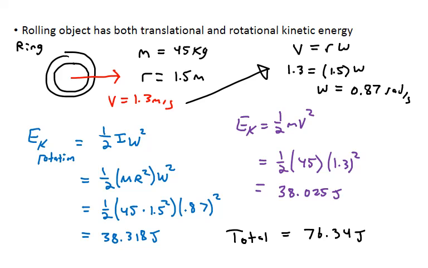And that should make sense because as this spins, it's moving translationally, but it's also rotating. And so we have both of those energies involved as it rolls.